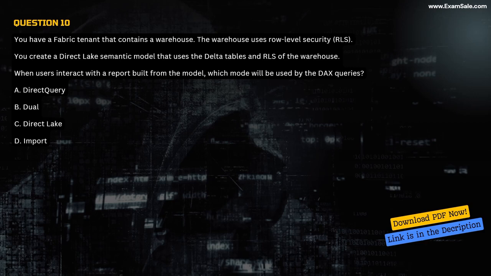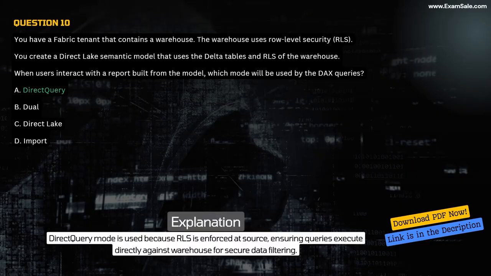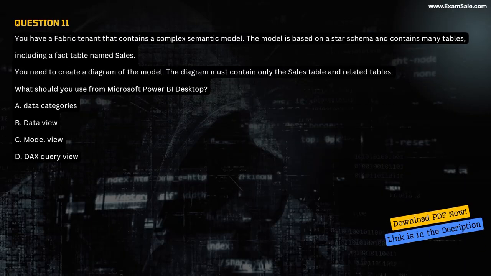A. Direct query. B. Dual. C. Direct lake. D. Import. Correct answer A. Direct query. Explanation. Direct query mode is used because RLS is enforced at source, ensuring queries execute directly against the warehouse for secure data filtering.